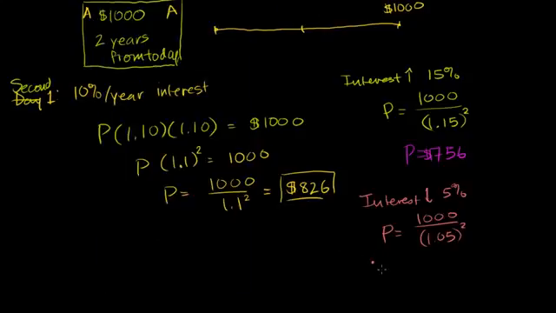So all of a sudden, we're willing to pay, the price is now $907. So you see mathematically, when interest rates went up, the price of the bond went from 826 to 756. The price went down. When interest rates went down, the price went up. And I think it makes sense. The more you expect, the higher return you expect, the less you're willing to pay for that bond. Anyway, hopefully you found that helpful.